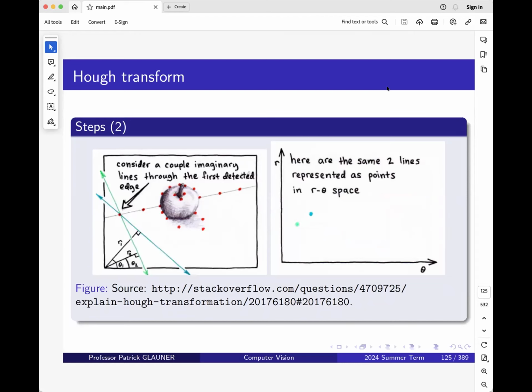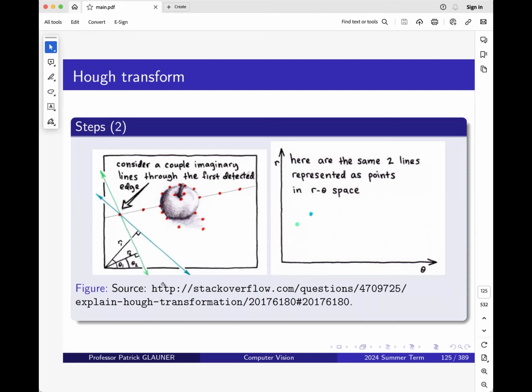What I'm doing now is looking at each of these pixels that came from the edge detector, like this one, and I want to describe it in a different space, in the so-called R theta space. I take this edge pixel and put various straight lines through it, like this green straight line or this blue straight line. These are all lines that go through the first pixel.